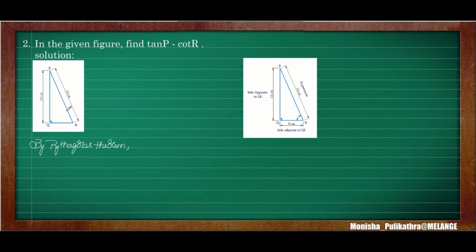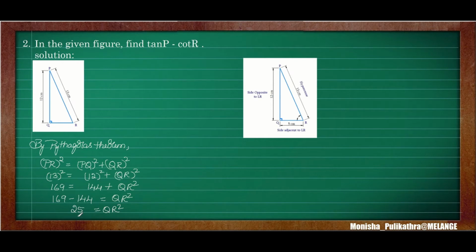So by Pythagoras theorem, here the side which is opposite to 90 degrees is hypotenuse. So PR square is equal to sum of the squares on other two sides, that is PQ square plus QR square. Okay. So PR square is 13 square is equal to PQ is 12 square plus QR square. So 13 square is 169 is equal to 12 square is 144 plus QR square. So 169 minus 144 is equal to QR square. 169 minus 144 is 25.